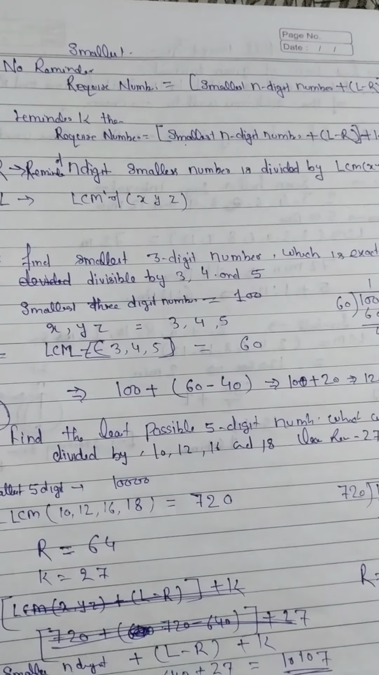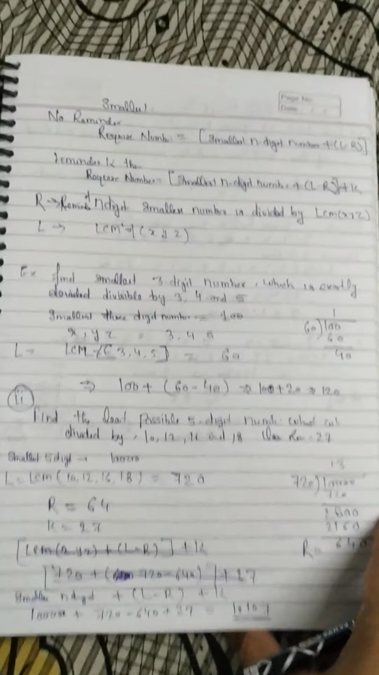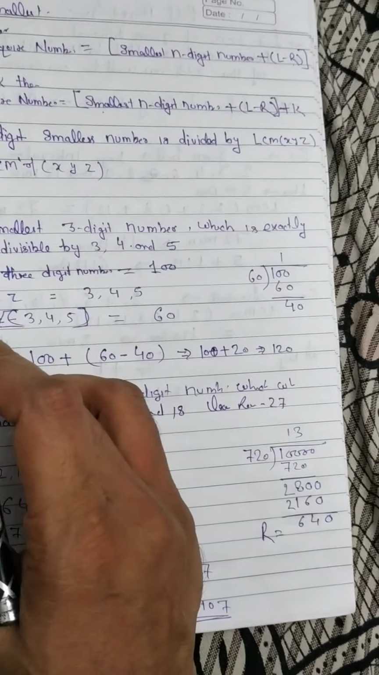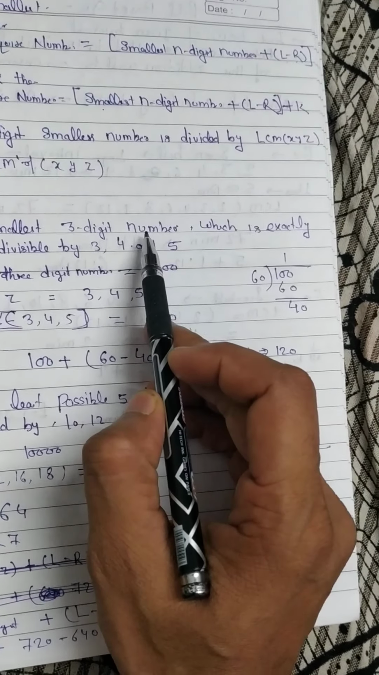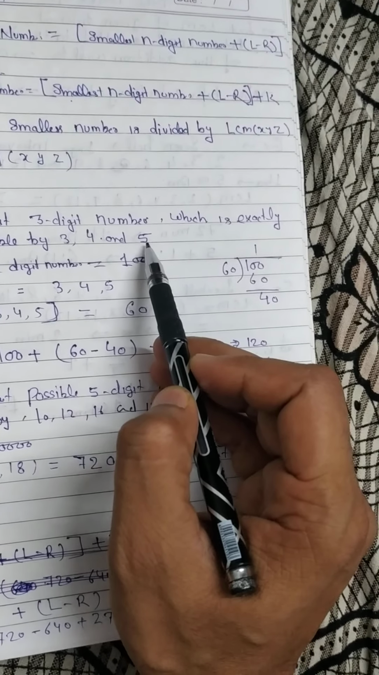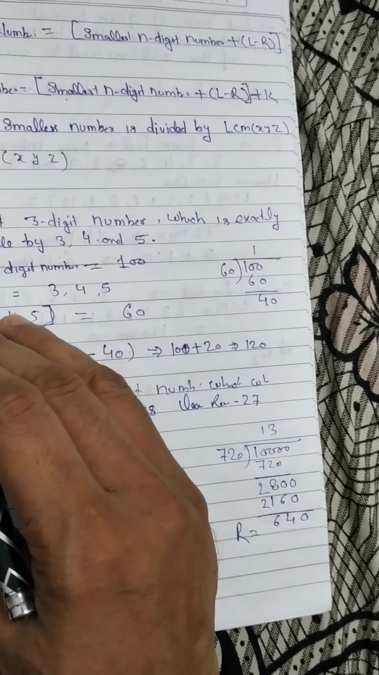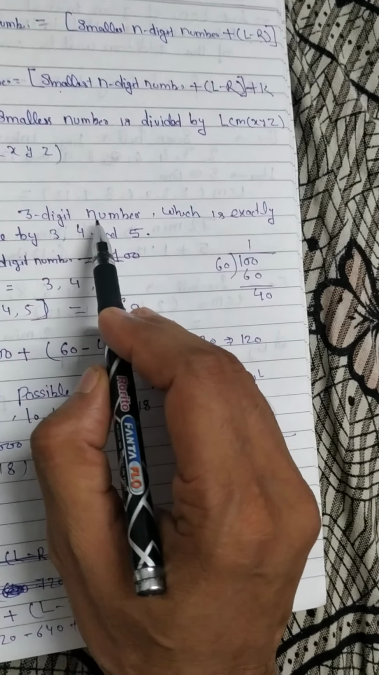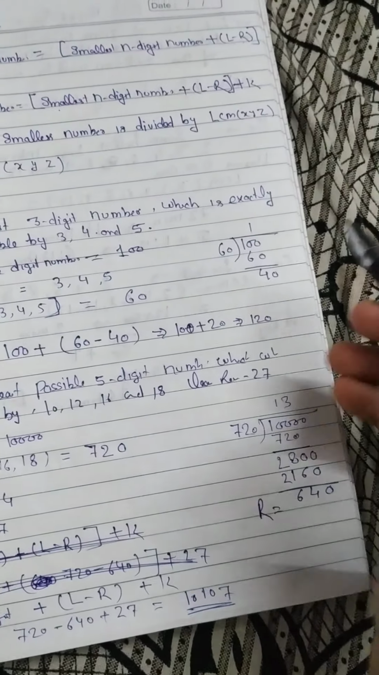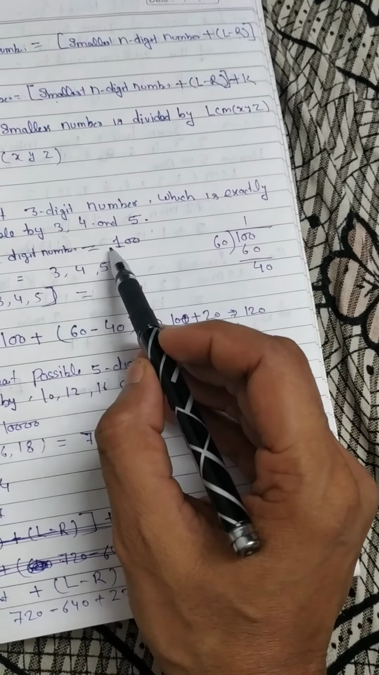Okay, just see the smallest. Go for the question, then you will understand. Find the smallest 3-digit number which is exactly divisible by 3, 4 and 5. The question has not given any remainder. Smallest, you know what is the smallest value in 3 digits? 100. Okay, this is the smallest number.